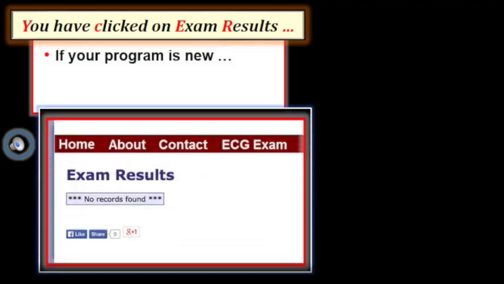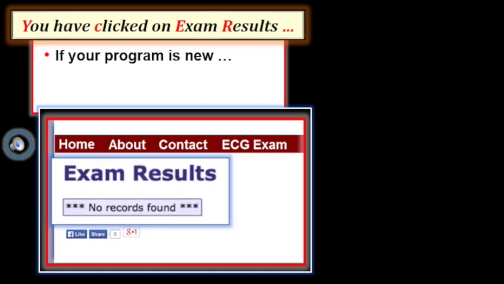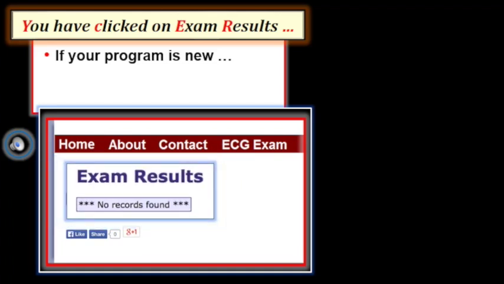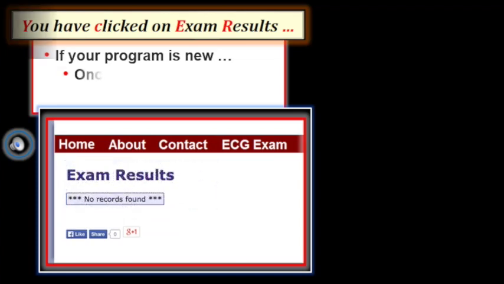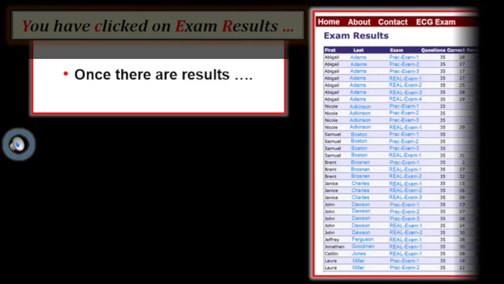If your program is new to ECG Competency and your users have not yet taken any exams, then this is what you'll see when you click on Exam Results. There are not yet any scores, so no records are found. Once there are some results, either on practice or real exams, you'll begin to see scores.